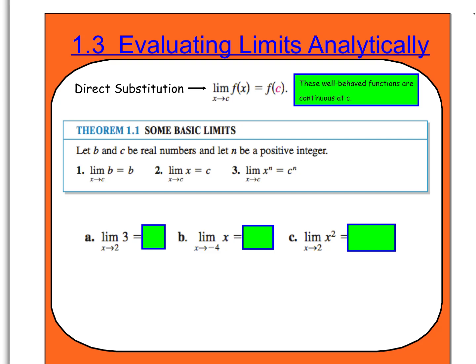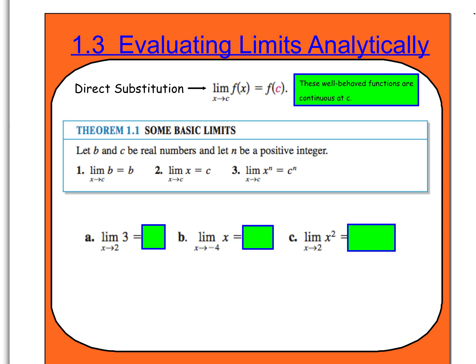All right, so 1.3, evaluating limits analytically, a fancy word for algebraically. The first thing we should do is direct substitute every single time. If I have this limit as x approaches c of our function, we just try to direct substitute. If it's well behaved, it'll work out and nothing further will need to go on. That's what we try to do first every single time, be it a constant or a polynomial of sorts.